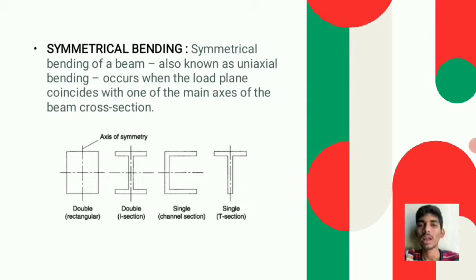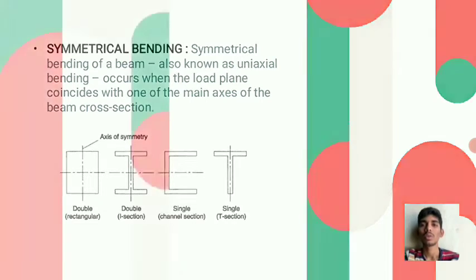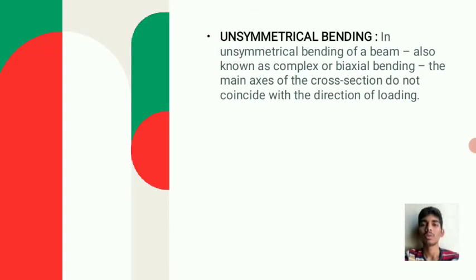If we observe this figure, we can understand that if we consider a rectangle, it is a symmetrical beam. If we consider the I section, it is symmetrical. If we consider the C section, it is symmetrical about the x axis only. If we consider the T section, it is symmetrical about the y axis, not the x axis. Next, let us discuss unsymmetrical bending.